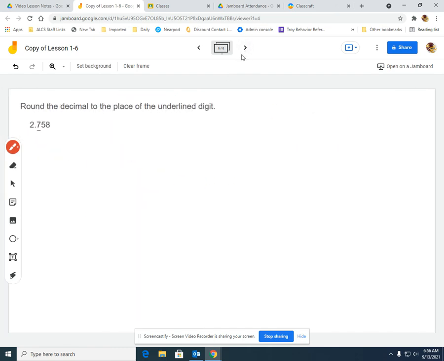Again, let's look at another example here. This one says round the decimal to the place of the underlined digits. So they've already underlined it for me, but we're going to write it down anyways. 2 and 758 thousandths. This time we are rounding to the tenths place. So in my notebook, I underline the digit in the tenths place. I circle the digit in the hundredths place. And I look at that number right there. If this number that is circled in blue is 5 or greater, the number that is underlined in red goes up 1.